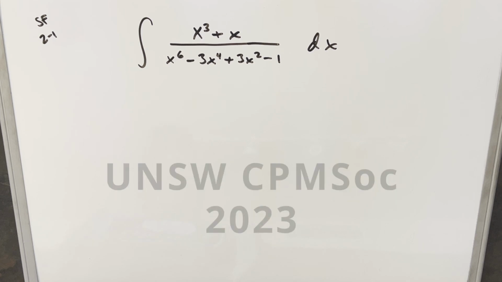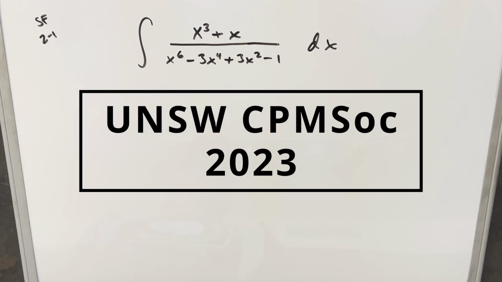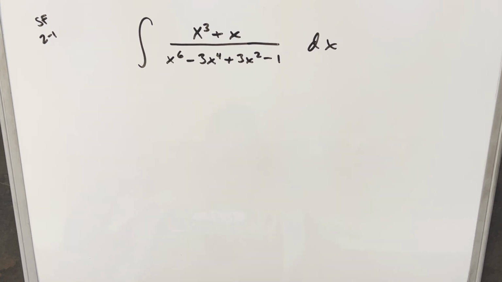Okay, we have here today another interesting integral from the UNSW CPMS integration bee from 2023. We have the integral of (x^3 + x) over (x^6 - 3x^4 + 3x^2 - 1) dx. To get started, I noticed two really good approaches, two different methods, and I think I might end up doing two videos on this.